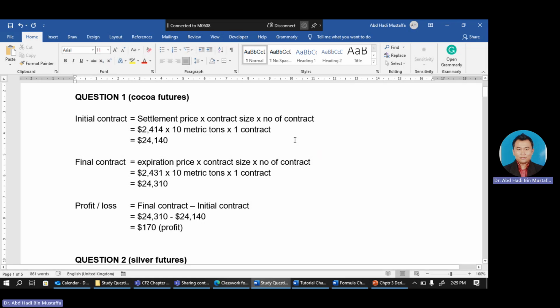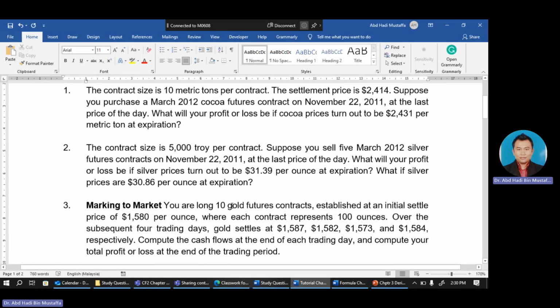Okay, so you have settlement price, you have expiration price, same contract size and same number of contracts. So for profit and loss, final contract minus initial contract, 24310 minus 24140, you will get $170 profit. Because expiration price is higher than initial price. That is number one. Okay, can I proceed to the next question? Boleh? Alright, next question is the same.